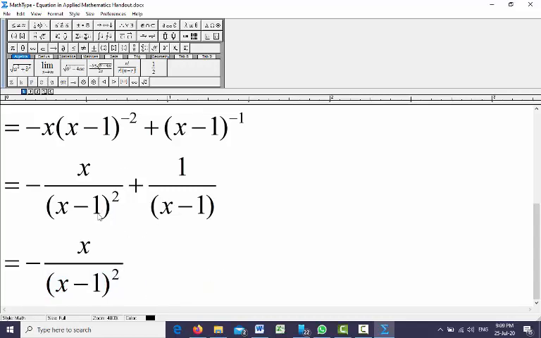So if you add these two, what we will get: (x minus 1) whole square is the LCM, and then minus x, and then plus... here we got x minus 1 only, but the LCM is (x minus 1) whole square, so we will have x minus 1 in the numerator.